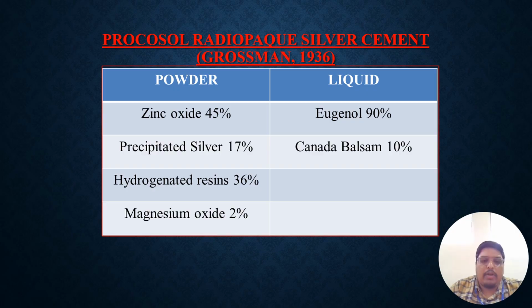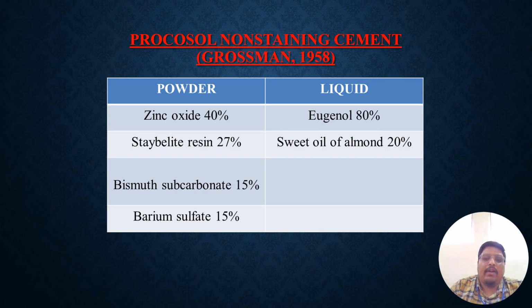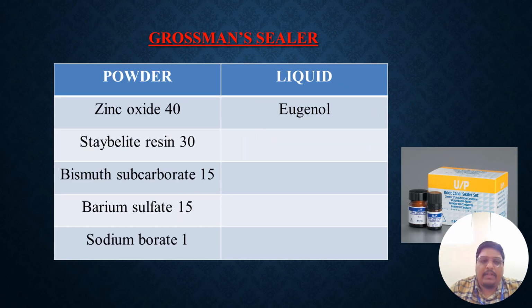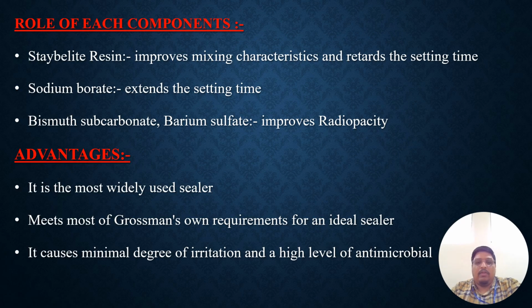Powder: zinc oxide 45%, precipitated silver 17%, hydrogenated resin 36%, magnesium oxide 2%, and liquid: oil of cloves and Canada balsam. Resin: zinc oxide 40%, staybelite resin 27%, bismuth subcarbonate 15%, barium sulfate 15%, eugenol 80%, sweet almond oil almost 20% of the resin, and the Grossman sealer powder. The role of each component is to help improve mixing characteristics and reduce the setting time. Sodium borate extends the setting time of the resin. Bismuth subcarbonate and barium sulfate improve radiopacity.